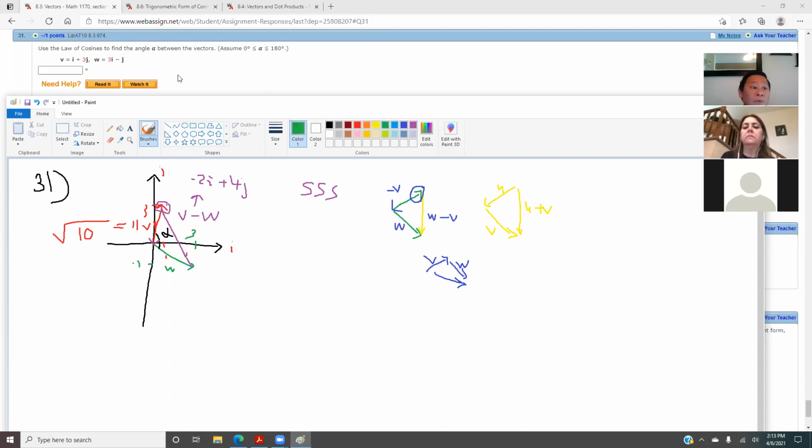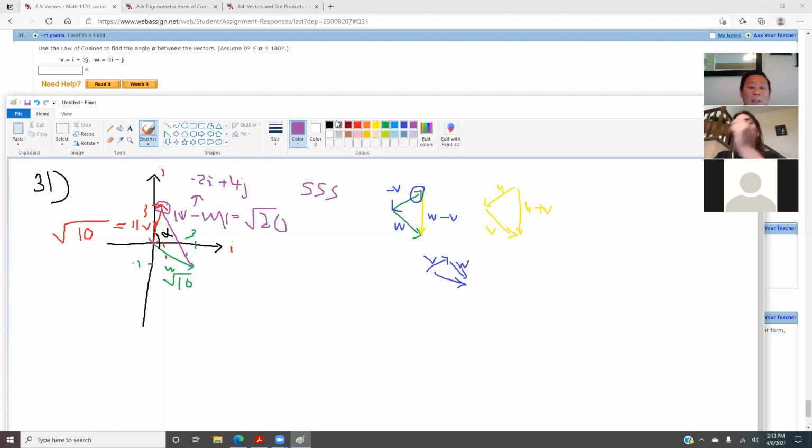And then if you look at w, you do the same thing. 3 squared is 9, and 1 squared is 1. So 9 plus 1 is 10, so this is the square root of 10. And then the last one is v minus w. Again, to find the magnitude, you square these two and then square root it. So 2 squared is 4, 4 squared is 16, and 4 plus 16 is the square root of 20.